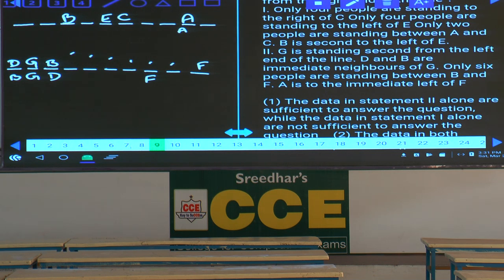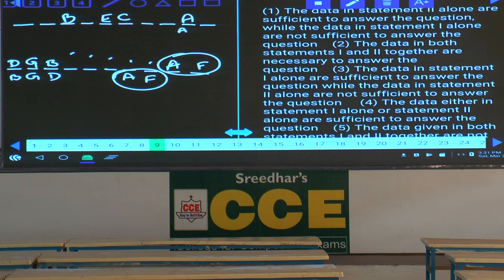A is to the immediate left of F. If A is here, second from the right. A is here, fourth from the right. Are you getting 2 different answers or not? Hence, only one alone is sufficient. With the help of 2 alone, we are getting 2 possibilities to this A, either second or fourth from the right hand side. Hence only one alone is sufficient. Question number 9, it is given in choice 3.